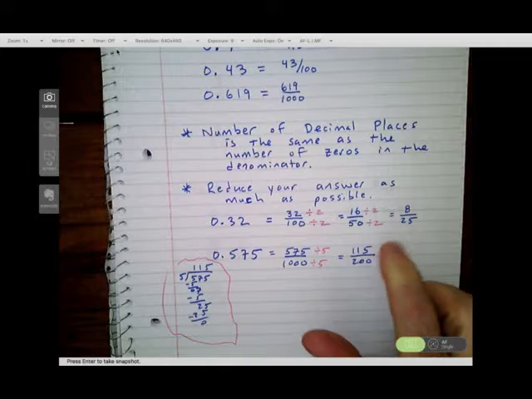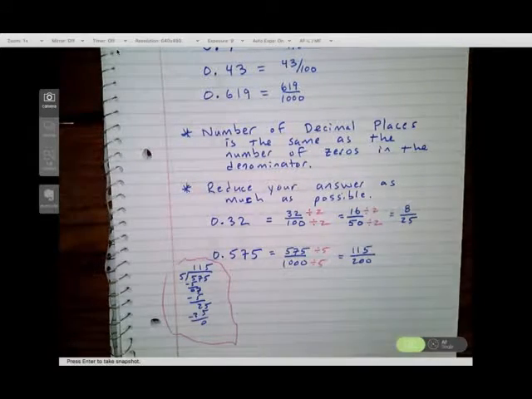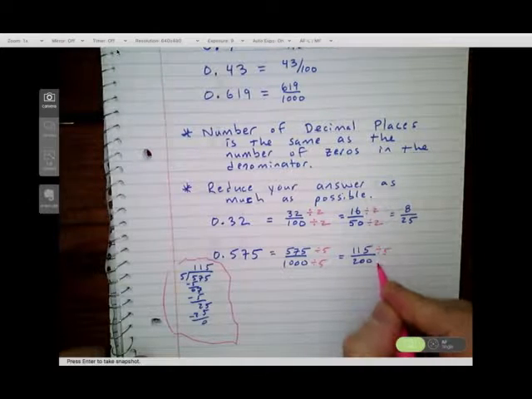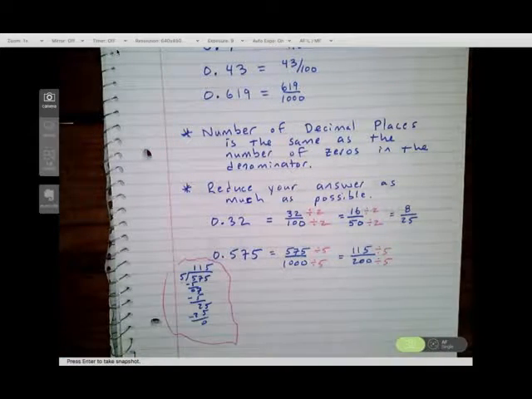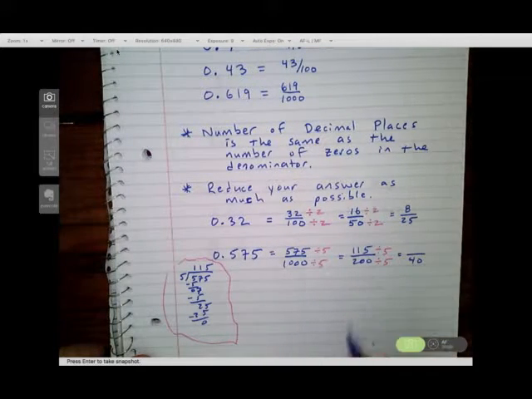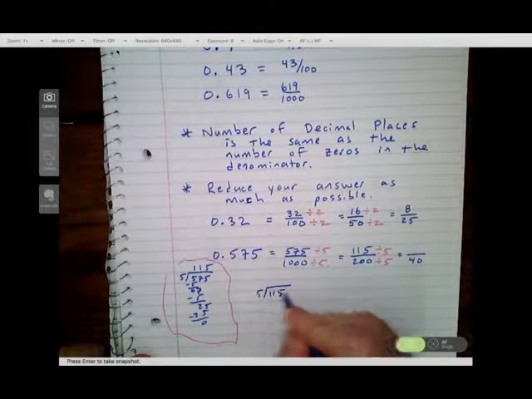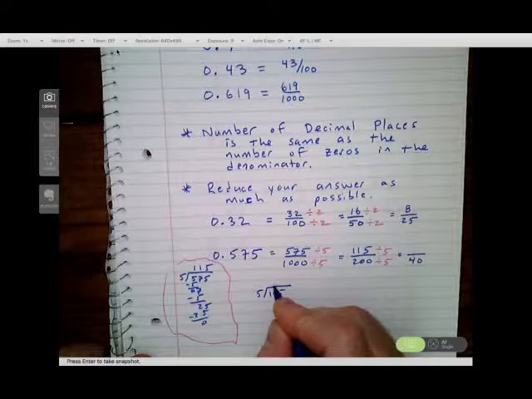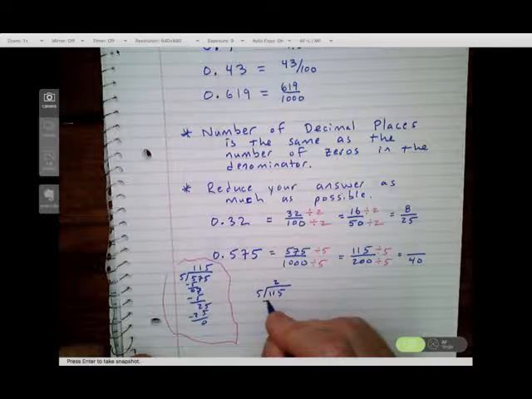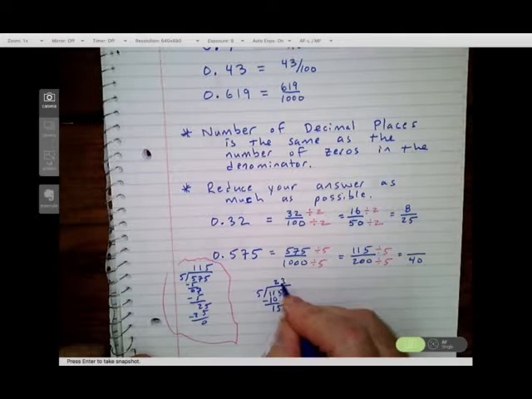So again, I'm here. I don't think I'm done because look, that ends in a 5. That ends in a 0. I can divide by 5 again. Okay, so 200 divided by 5. Well, that's 40. That's easy. Now let's do some more long division here. 115 divided by 5. So 5 doesn't go into 1, but 5 does go into 11 twice. Minus 10, 15. 5 goes into 15 3 times.